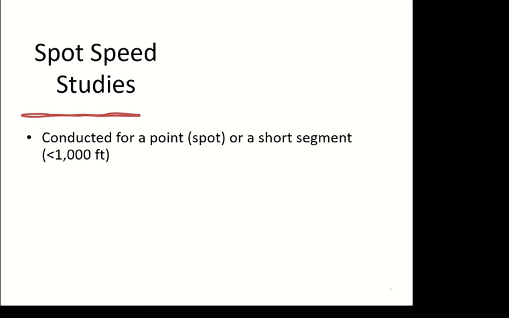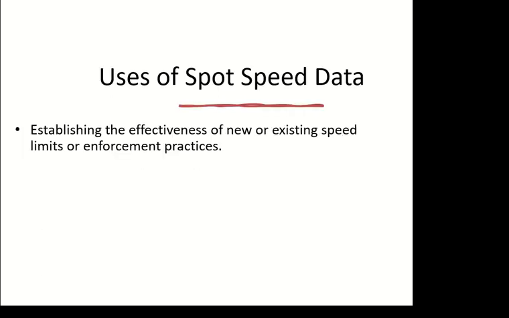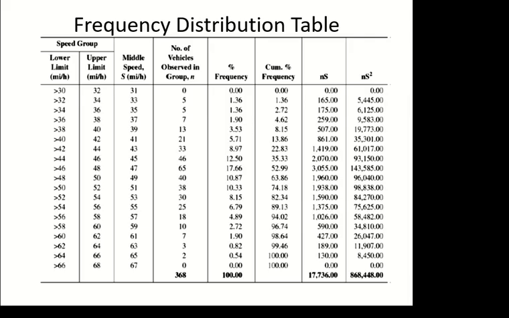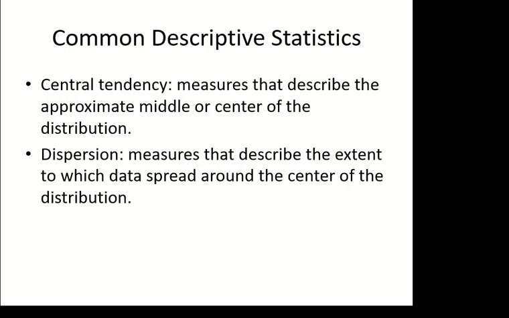We discussed why we call them spot speed and when should we do it, what are the uses, some definitions, the methods of data collection. Once we collect it, we have to develop it in the form of a frequency distribution table. Then you can prepare these figures out of it. Then you can calculate some important statistics from it. They are divided in two types: central tendency and dispersion.